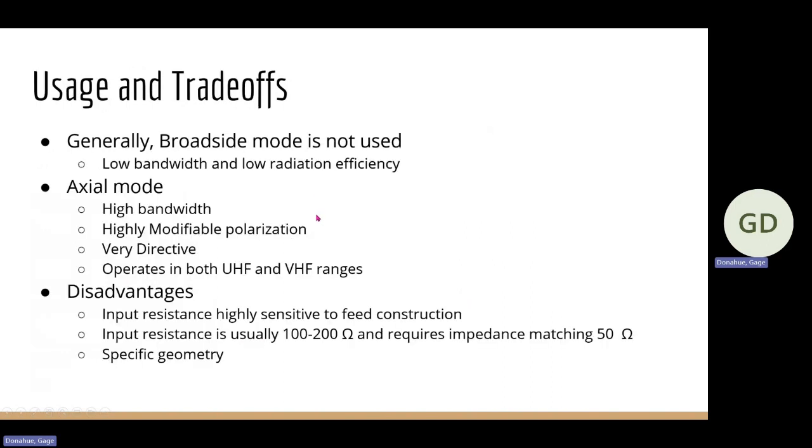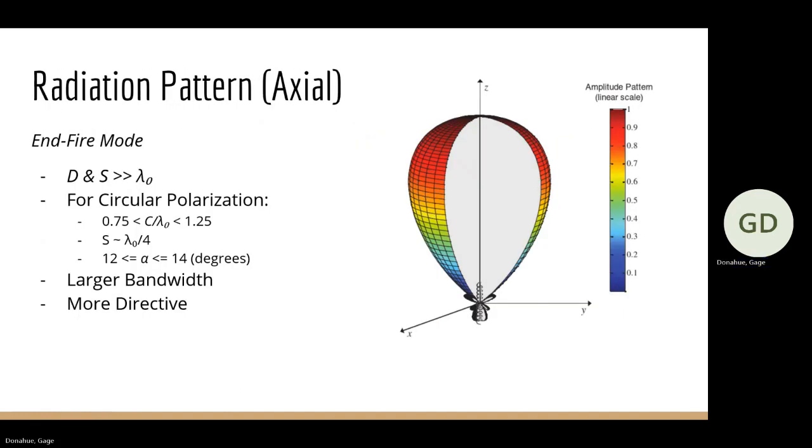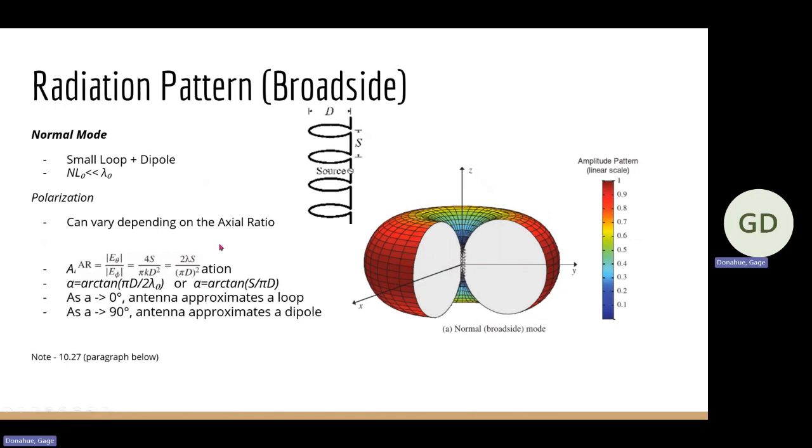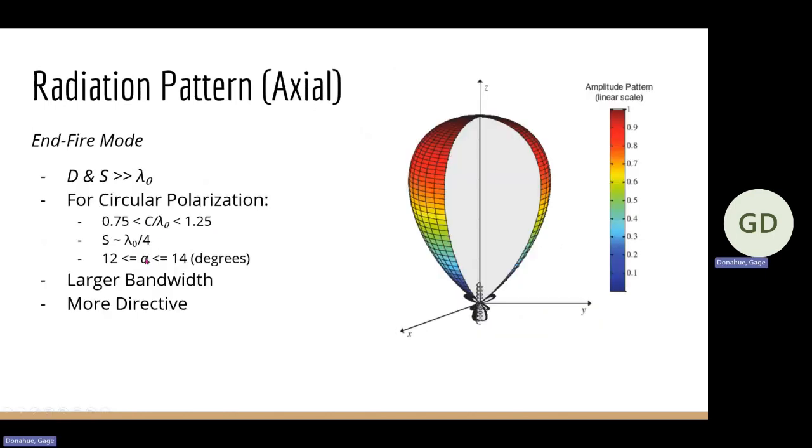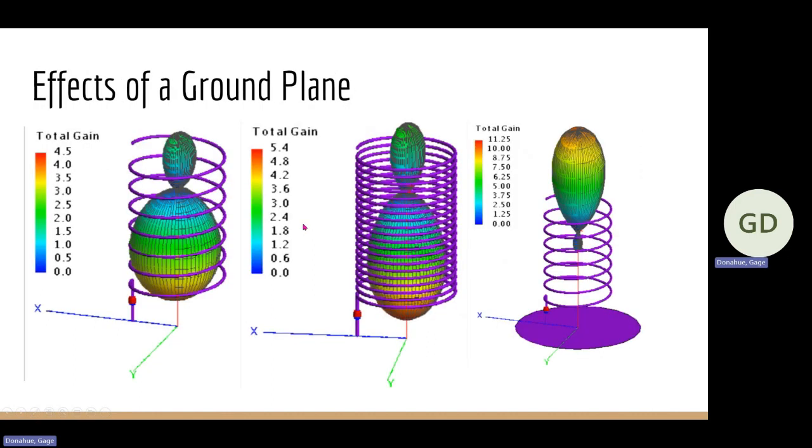So some usages and trade-offs of this helical antenna. Broadside mode, like I talked about, is really not used. Might as well use the dipole at that point. It's got low bandwidth and poor radiation efficiency. The axial or end fire mode is high bandwidth, better radiation efficiency, highly modifiable polarization. Like we said, we can go from linear if you really want, or we can get circular, and in between those two, you'll get elliptical polarization should you desire.